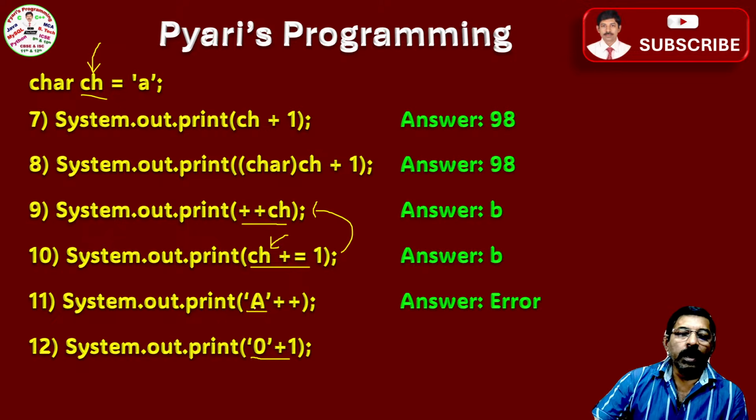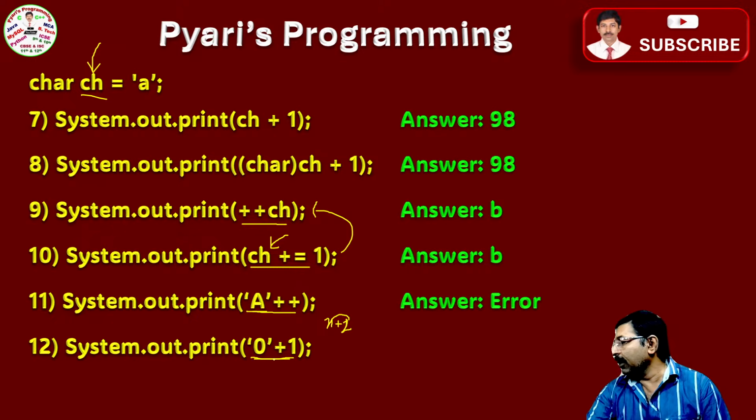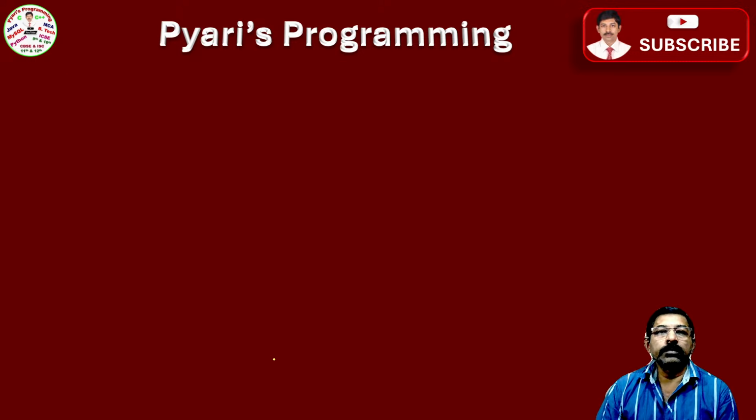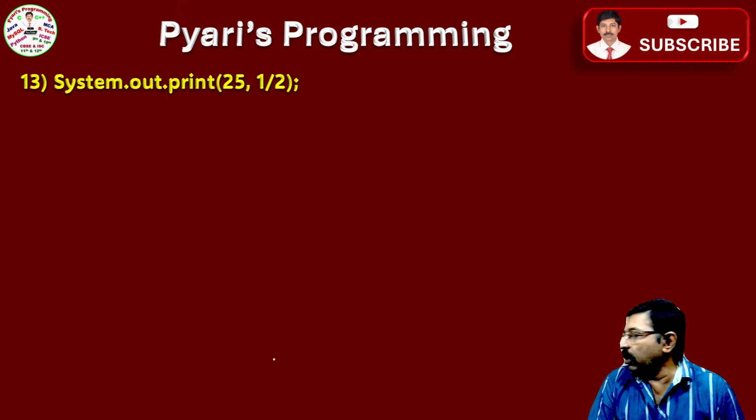Is it clear? x plus plus indicates x is equal to x plus 1. Hence the result is stored in x, so it would generate an error. But here it is not storing anywhere. It is simply adding. The ASCII value of 0 is 48. 48 plus 1 is 49. Next, question number 13.